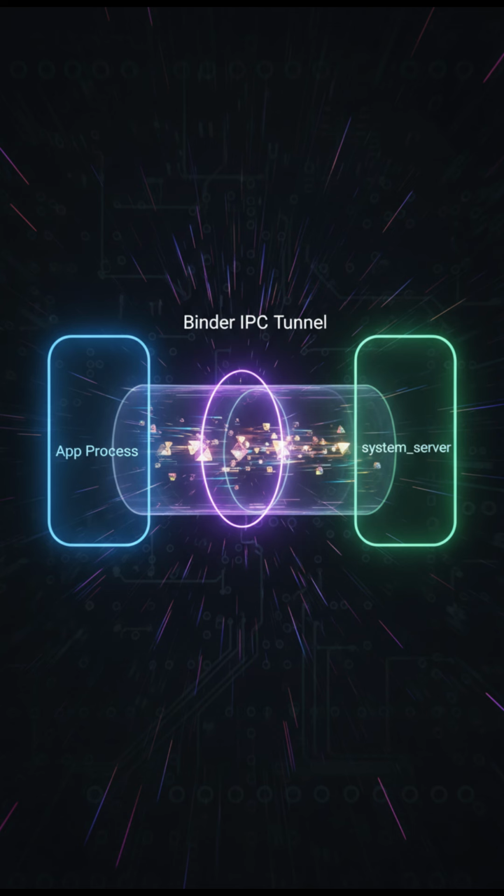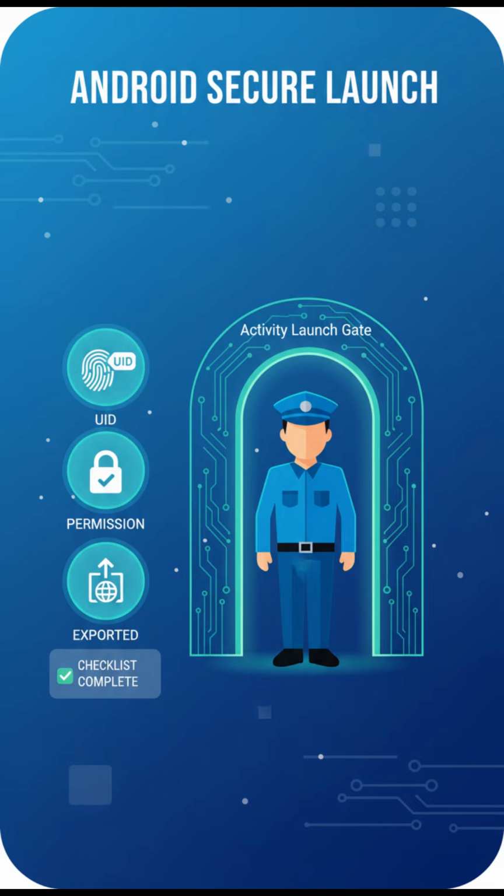First, your app calls start activity with the intent. It goes through instrumentation and crosses into the system server using binder IPC. Then the Activity Task Manager service acts like a security guard, checking if the calling UID is valid, if the activity is exported, if the required permissions are there, and if background launch is allowed. If anything fails, Android blocks the launch right there.